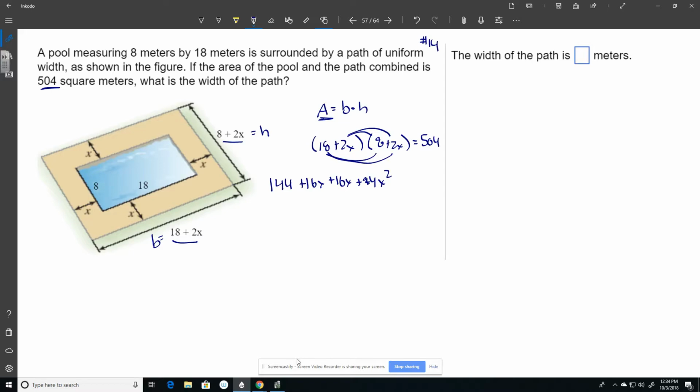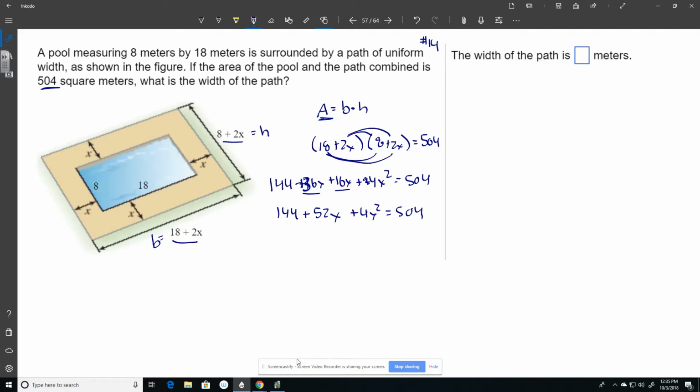18 times 2x, that's 36x. Wow, I'm off to a bad start here. Too many math problems in one day. And that still equals 504. So when I combine like terms, 36x and 16x add together to be 52x, plus 4x squared equals 504. And then I have this 144 out front.